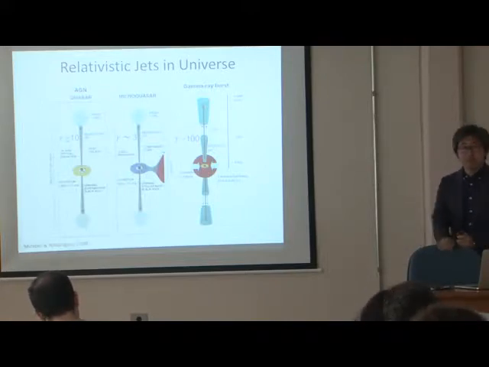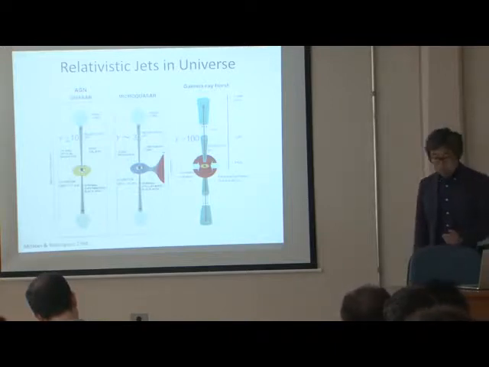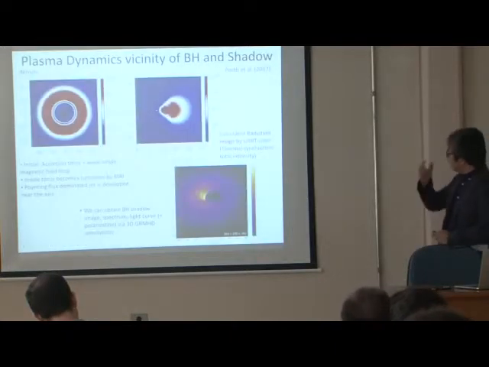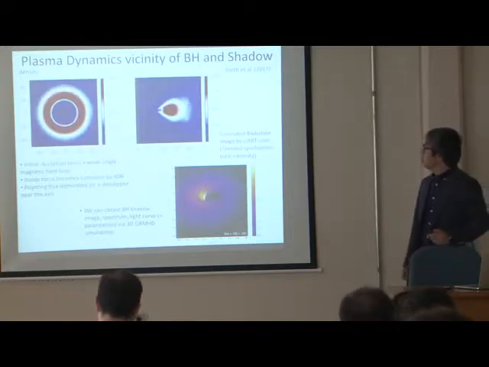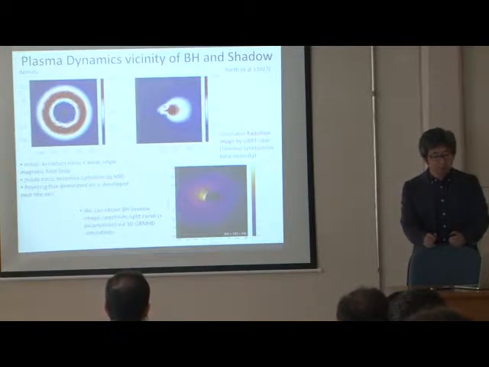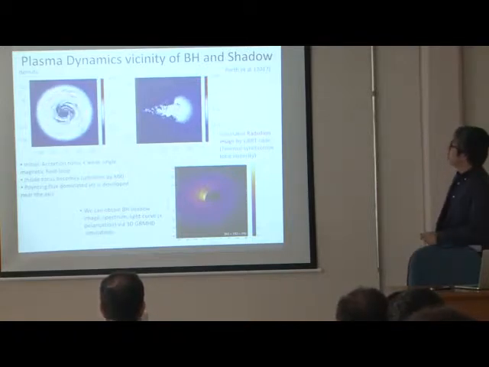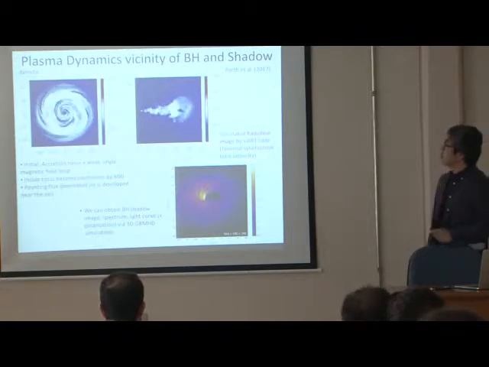So the typical Lorentz factor is around 100 in this case. So this is the plasma dynamics in the vicinity of the black hole and the shadow. I think my simulation, or my recent work, is mostly about how the plasma dynamics happens near the black hole region.